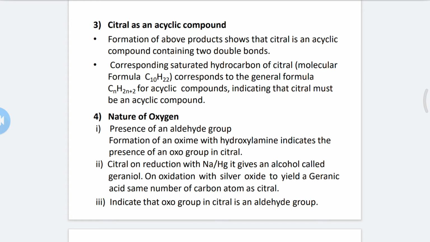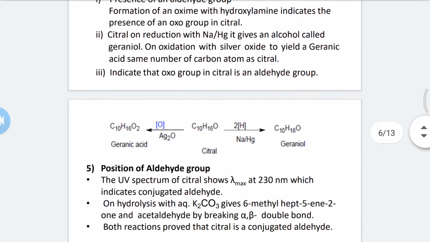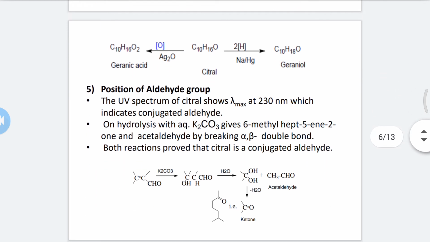The acid has the same number of carbon atoms as citral. So the nature of oxygen indicates that the oxo group in citral is an aldehydic group. Here is the reaction.